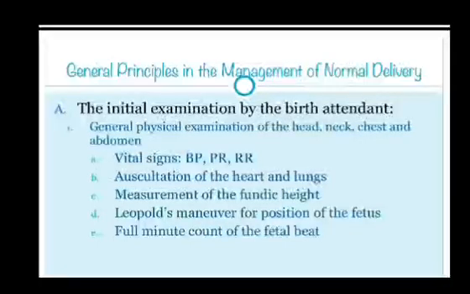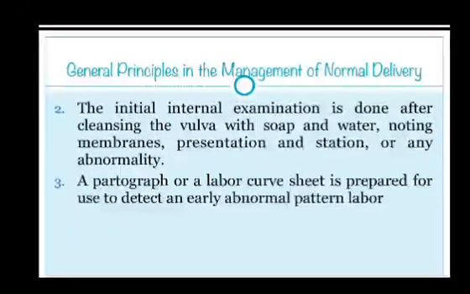The initial examination by the birth attendant includes a general physical examination of the head, neck, chest, and the abdomen. Here we can look at the vital signs like blood pressure, pulse rate, and the respiratory rate, auscultation of the heart and lungs, measurement of the fundal height, Leopold's maneuver for position of the fetus, and full minute count of the fetal heartbeat. The initial internal examination is done after cleansing the vulva with soap and water, noting the membranes, presentation and the station, or any abnormality. A partograph or a labor curve sheet is prepared for use to detect early abnormal patterns of labor.